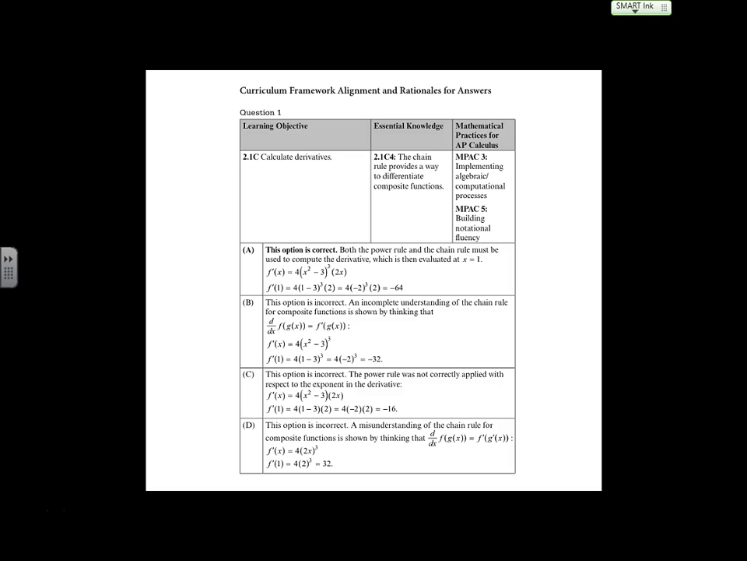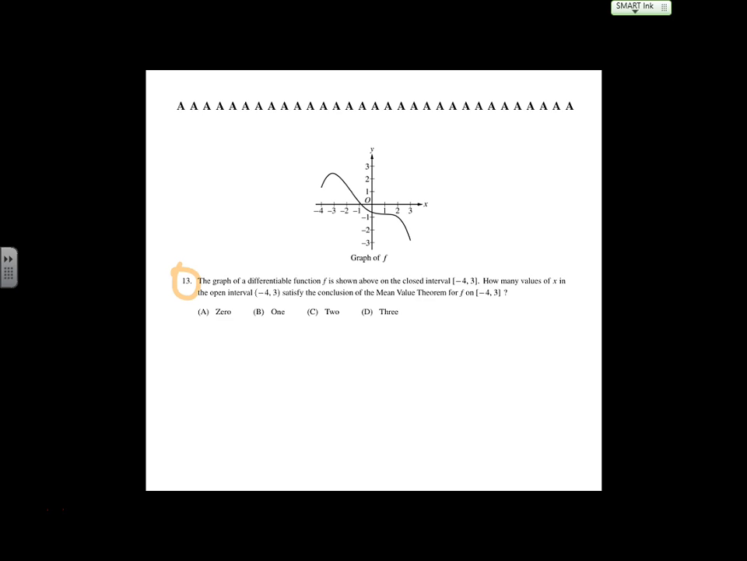So let's see. The first one that no one could answer was number 13? Yeah, it was number 13. Okay. So the graph of a differentiable function f is shown above on the closed interval negative 4 to 3. How many values of x in the open interval satisfy the conclusion of the mean value theorem for f on negative 4 to 3?